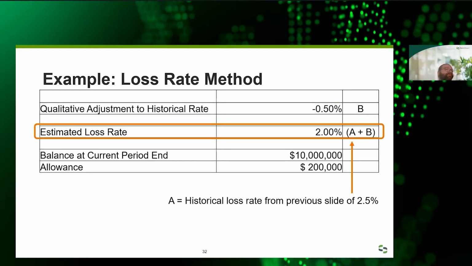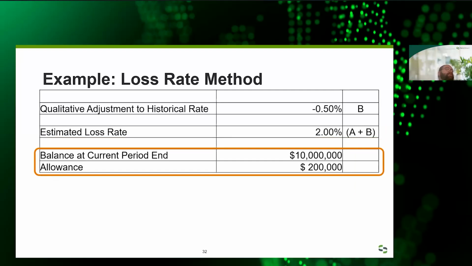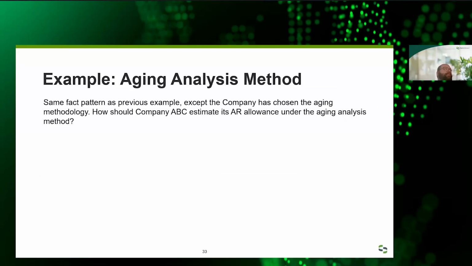The historical loss rate of 2.5% on the previous slide, less 50 basis points, you get a 2% estimated loss rate. And then they would just simply apply that to the current ending balance. And that would be a very high level, quick loss rate method. It's a somewhat simplified example.